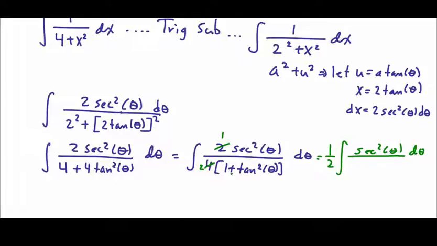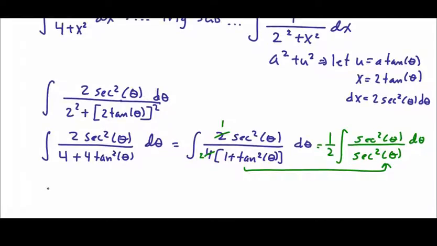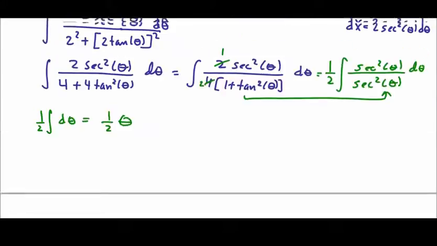Now the denominator, 1 plus tangent squared, we know from our trig identity is secant squared. The secant squareds cancel, and this is kind of an interesting integral. It's basically 1/2 the integral of d theta. Well, the integral of d theta is theta. But my original was in terms of x, if you'll recall, and so should my solution be. So what we need to do is use a triangle here to help us back solve into x's.